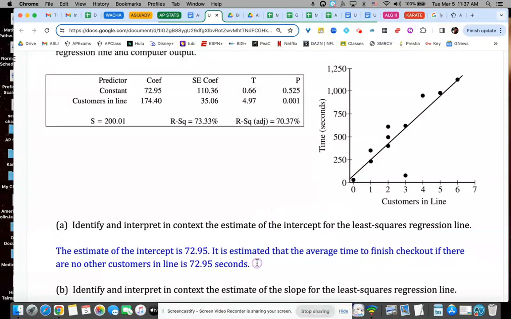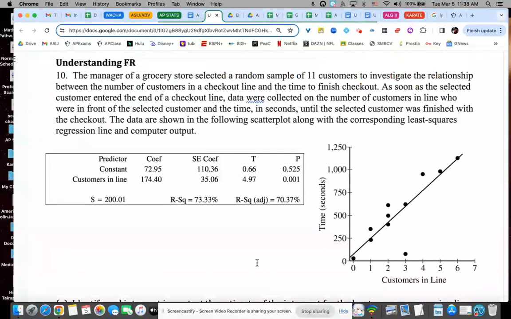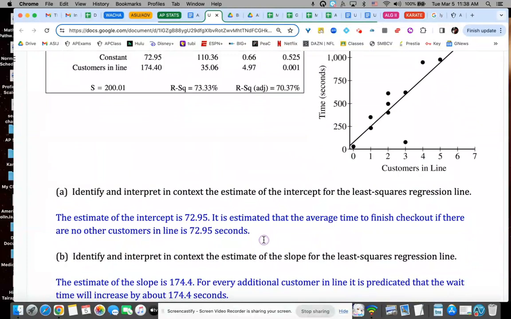Now, it could make sense in this situation. Like maybe you still have to wait for the teller or whoever, the person, the checkout person, to kind of get ready for you.